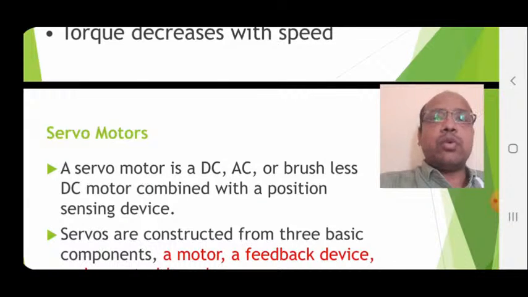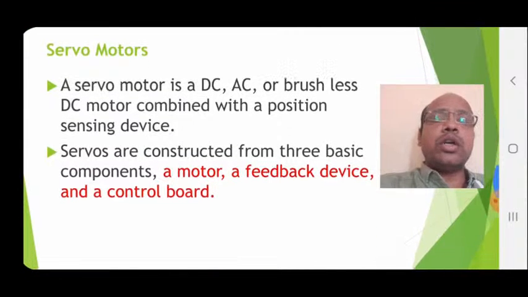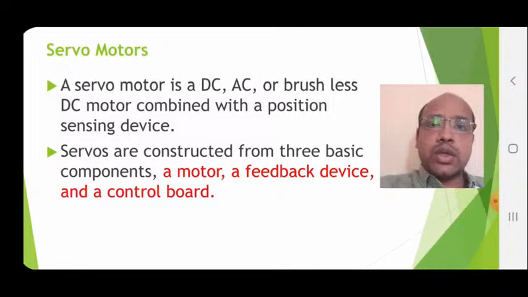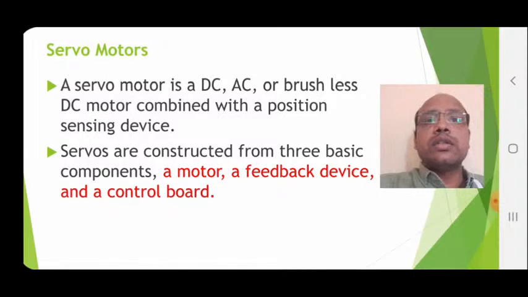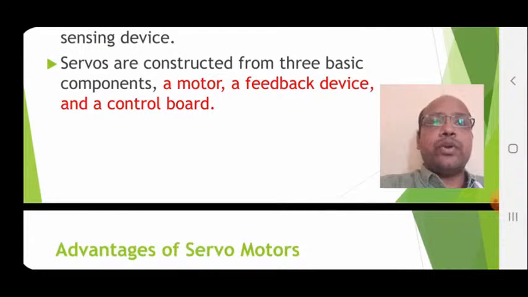Next, the effective motor which is used in NC manufacturing systems, nowadays preferred mostly, is called a servo motor. A servo motor is a DC, AC or brushless DC motor combined with a position sensing device. Once again I am repeating, a servo motor is a DC, AC or brushless DC motor combined with a position sensing device. Servos are constructed from three basic components. First one is a motor, then a feedback device and a control board.